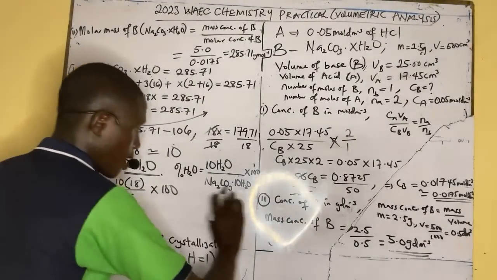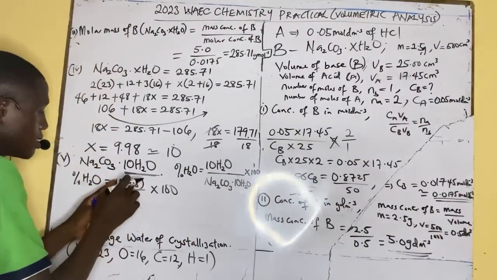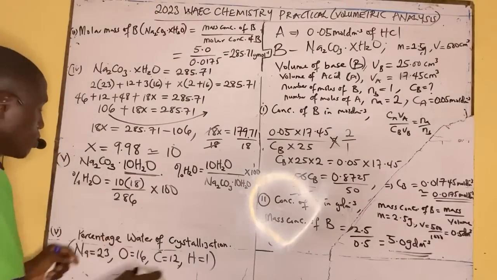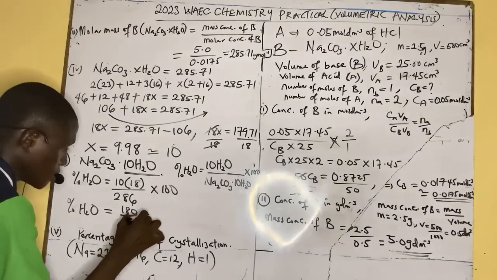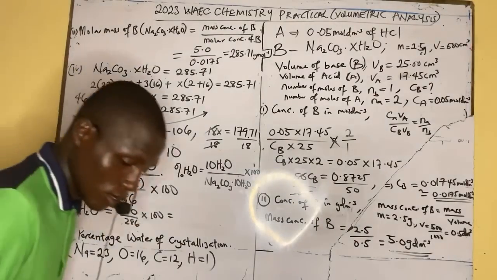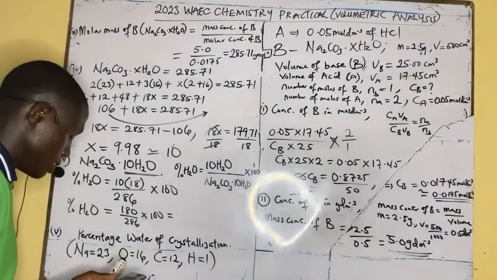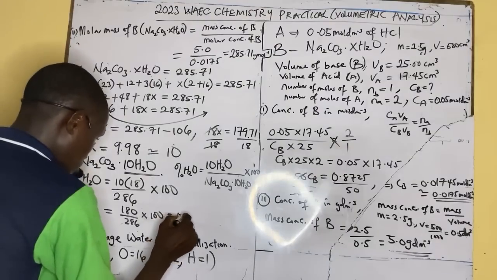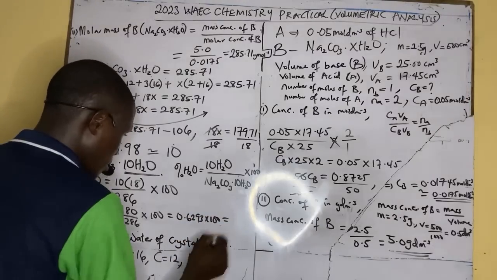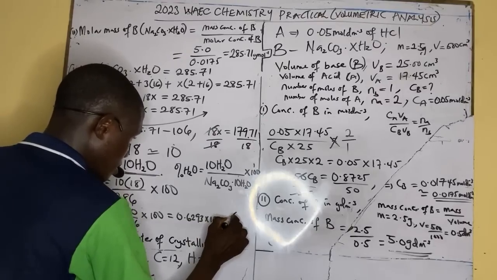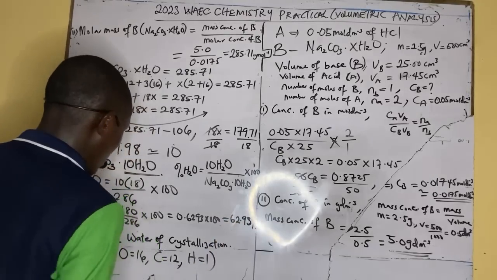You can calculate it out by solving for the molar mass. You get 180 over 286, then times 100. So the percentage water of crystallization is going to be 180 over 286 times 100. It's very essential. So 180 divided by 286 times 100. So we have 0.6293 times 100, which is going to be 62.93%. So that is the water of crystallization.